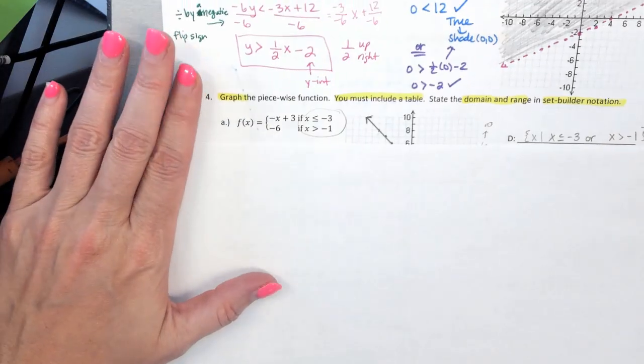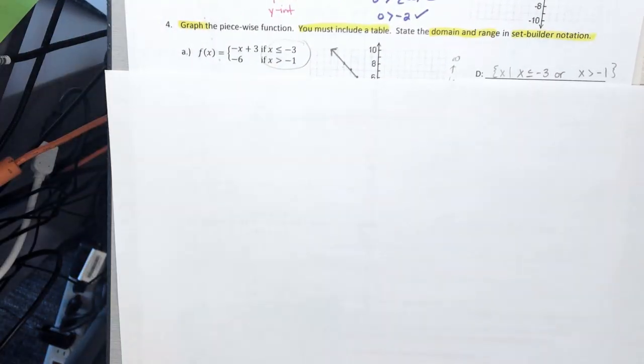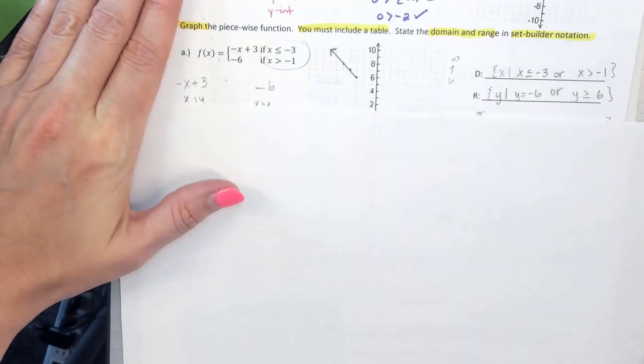All right, now look at the directions here. I've highlighted them for us. It says graph the piecewise function. You must include a table. That means part of my rubric for grading this question is that you have a table there. Okay? And then you state the domain and range in set builder notation.